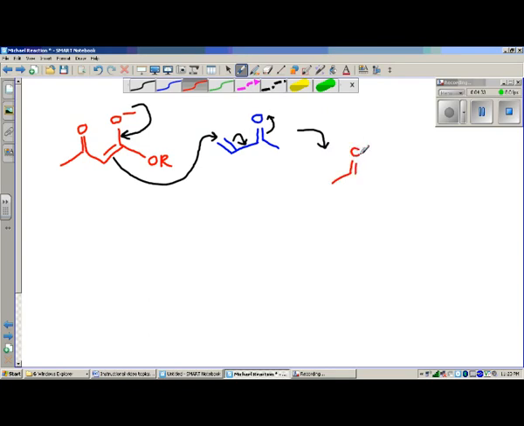So let's draw that out. So here is our enolate. Alright, here we go. And that's the product of our enolate reacting. I'm going to draw in black the new bond that we've formed, because we've formed a bond between here and here. So I'm going to draw that bond.